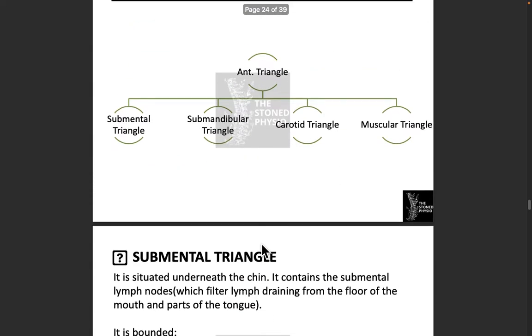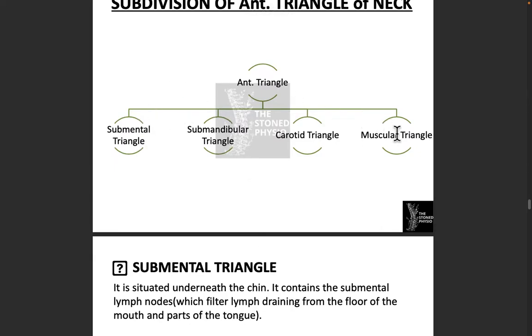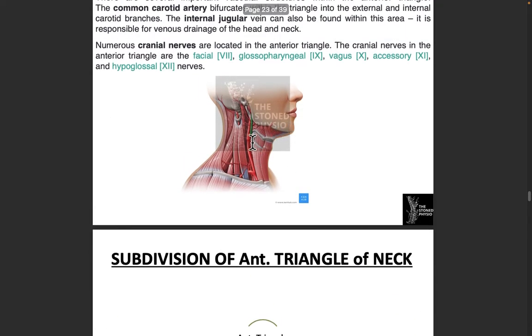ठीक है, नाम यहाँ पे दिया हुआ है. If you talk about the sub triangles of the anterior triangle of the neck, we will see we have got a sub triangle that is called the carotid triangle. ठीक है, and inside the carotid triangle we can see the common carotid artery, it bifurcates. ठीक है, or we can say as a whole in the anterior triangle the common carotid artery bifurcates.